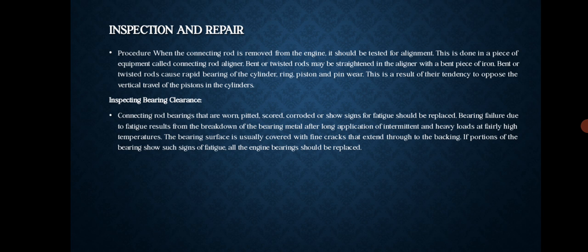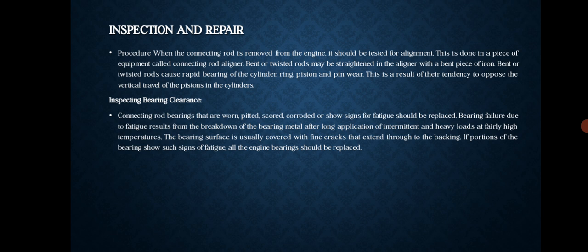This is a result of their tendency to oppose the vertical travel of the piston in the cylinder. Inspecting bearing clearance. Connecting rod bearings that are worn, pitted, scored, corroded, or show signs of fatigue should be replaced.